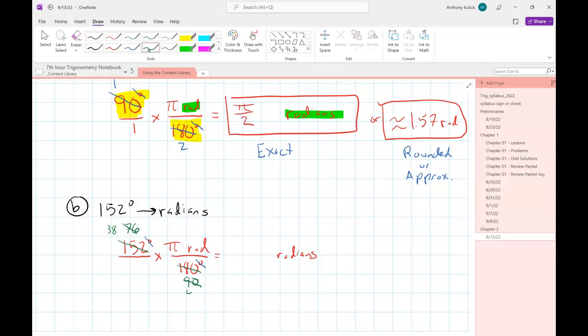That gives 38. And then 38 and 45 don't share any common factor, so I know that I'm done reducing. Is everybody okay with that? So now I can multiply straight across. So 38 times pi is just 38 pi. And 1 times 45 is just 45.